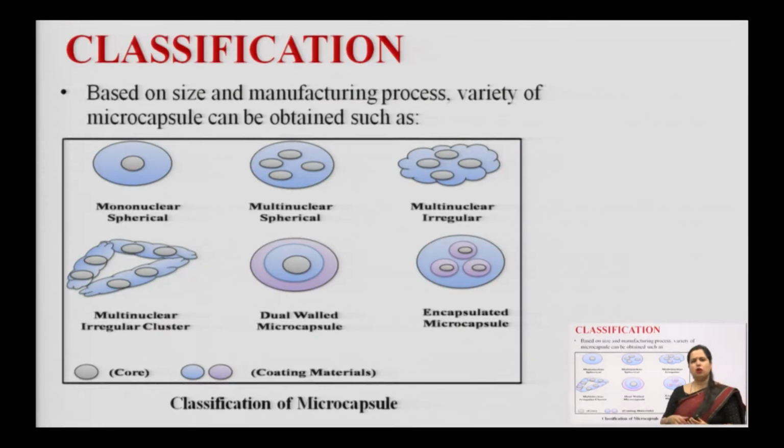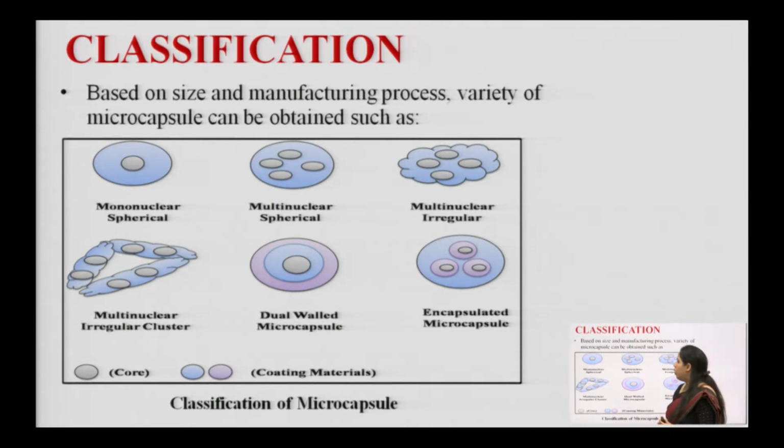Based on the size and manufacturing processes, we have a variety of microspheres in shape. The ideal shape we always consider is the mononuclear spherical for microspheres, but during manufacturing, depending on a variety of factors affecting the process, we can have a variety of shapes of microspheres.